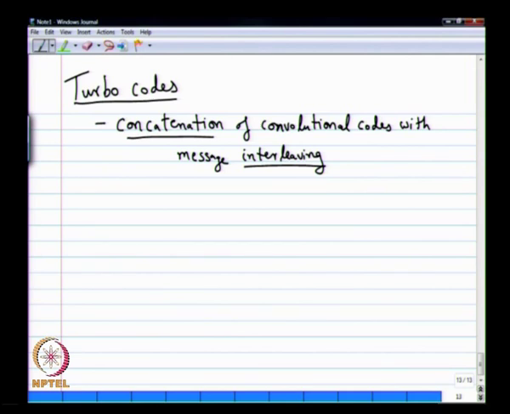So, once again I will start with a simple example of a turbo encoder. Like convolutional encoders, we will not talk about turbo codes directly, we will talk about turbo encoders, and then the codes that they produce will be the turbo codes. So, how does the turbo code look? There are convolutional codes. We will use rate half convolutional codes.